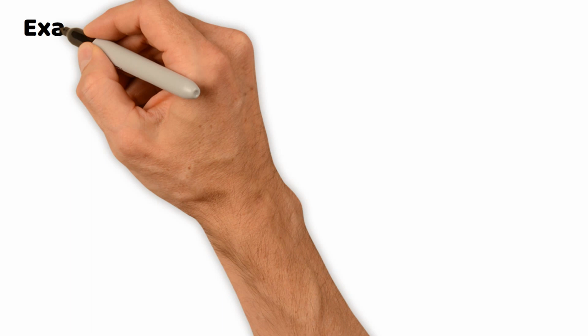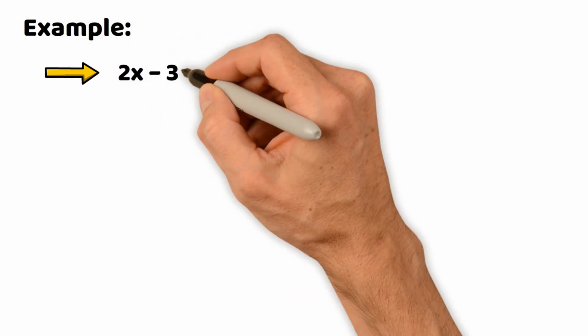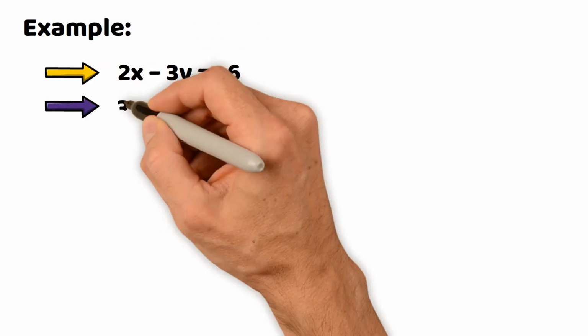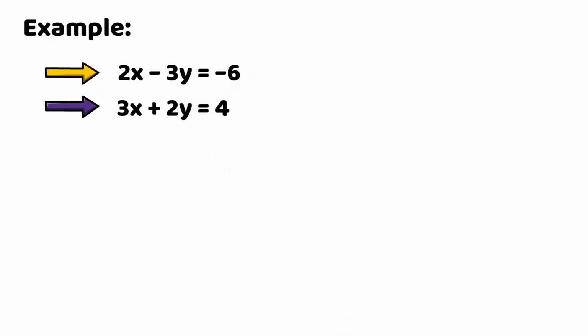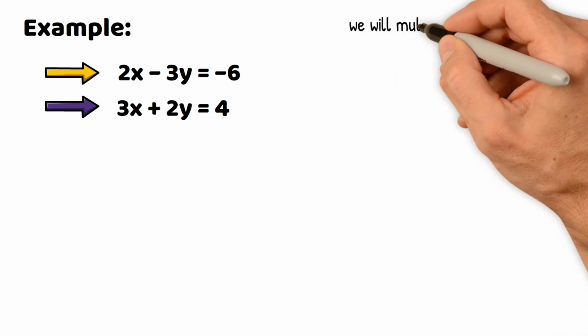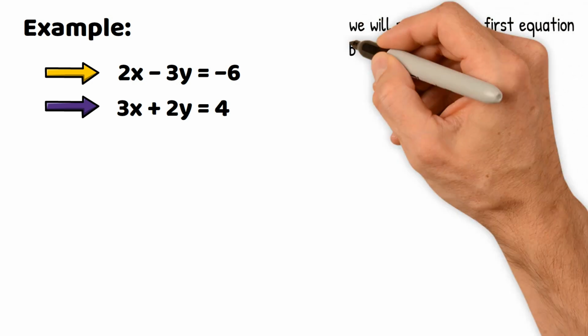A third example. Solve 2x minus 3y equals negative 6, and 3x plus 2y equals 4. This is a bit trickier than the other ones. We can't multiply the first equation or the second equation by some number to get a new equation whose coefficients will automatically cancel each other out if we add the equations together. What we can do is strategize a little bit and multiply both equations by some number so that one of the variables will cancel out when we add them together.